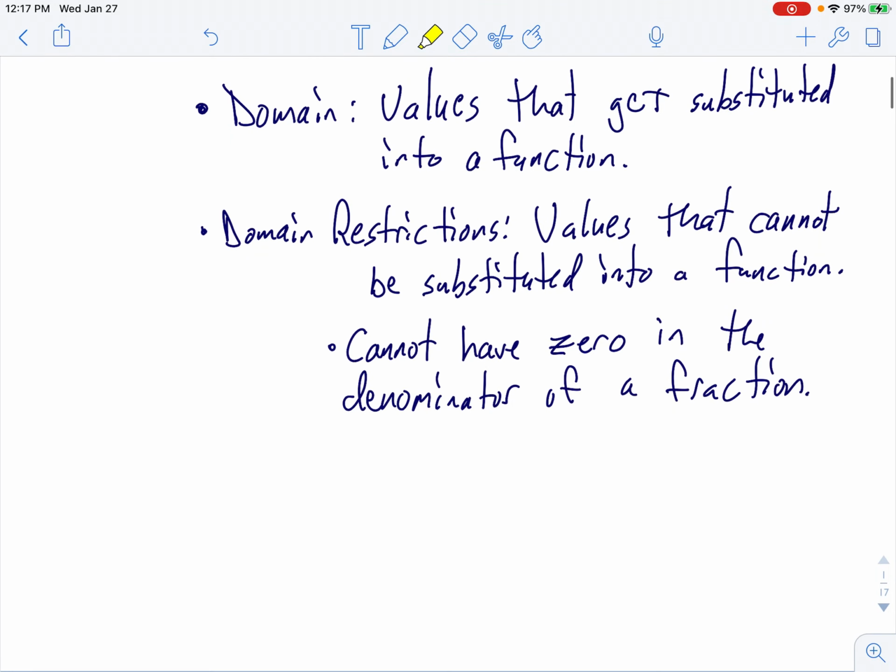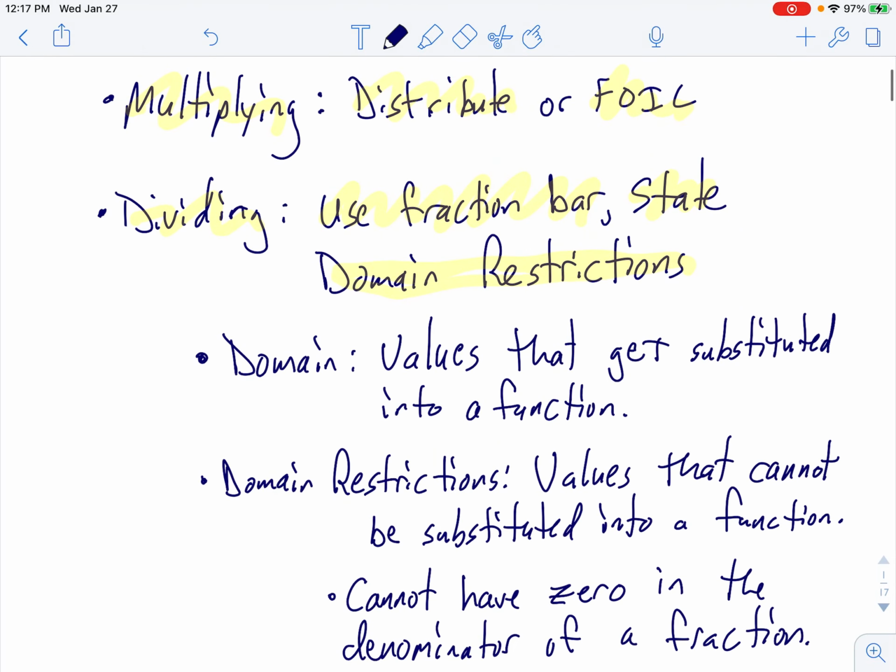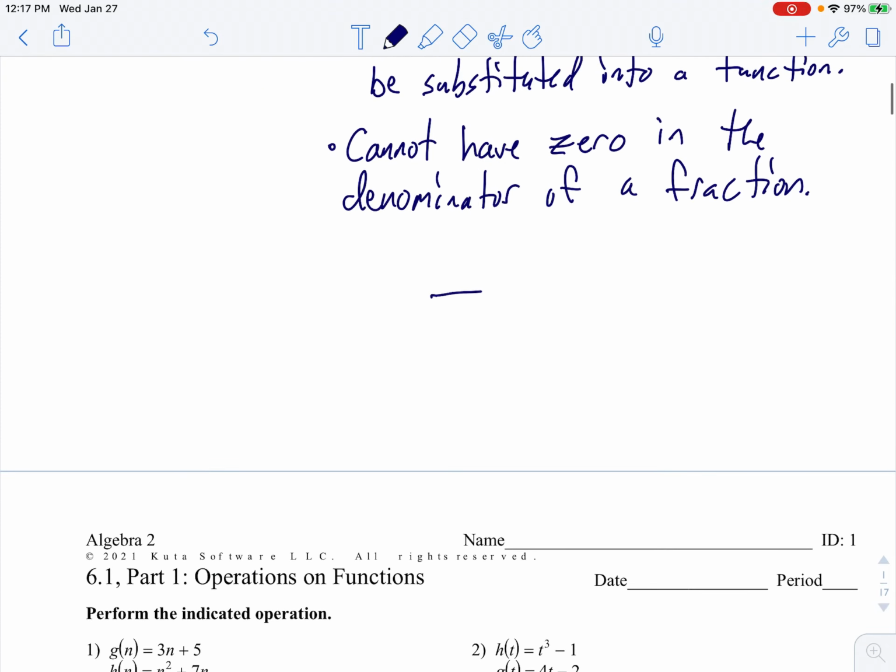With a function, the domain is the x values. It's the values that generally get plugged into a function or substituted into a function. Domain restrictions are values that cannot be substituted into a function. There are certain numbers you can't plug into a function, because when you try, you end up getting 0 in the denominator. Remember, this goes back to dividing, and we'll be using the fraction bar for dividing. So basically, each one of these answers works out to be a fraction. And if there's ever anything that puts a 0 in the bottom of a fraction, this is called undefined. And you just cannot have that in math.